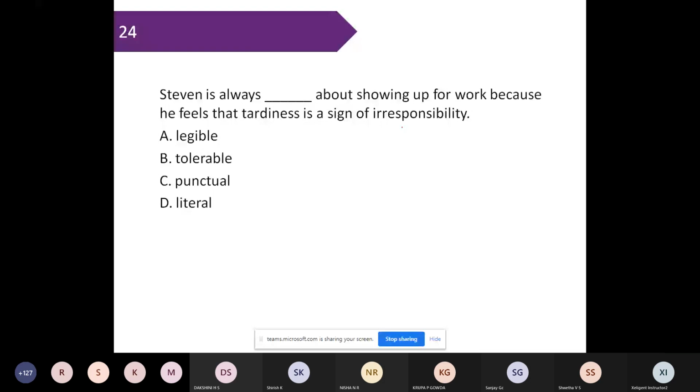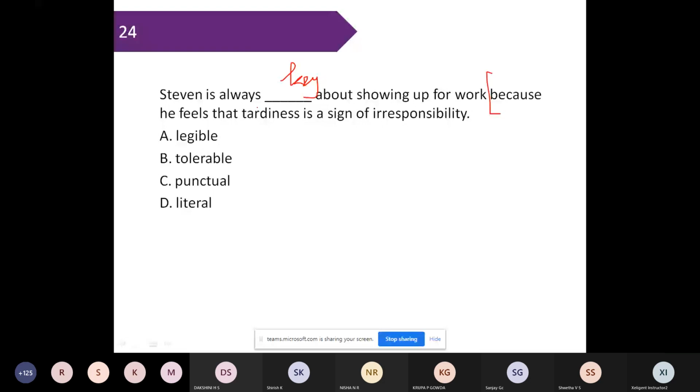Lazy will not be the guess word because, as I mentioned earlier, if I don't consider this part, I can guess lazy as my guess word. Stephen is always lazy about showing up for work. That's correct. But I have the second part. Look at the second part. Because he feels that tardiness means being late. So being late is a sign of irresponsibility. He's thinking like that. Then what should be the first word?